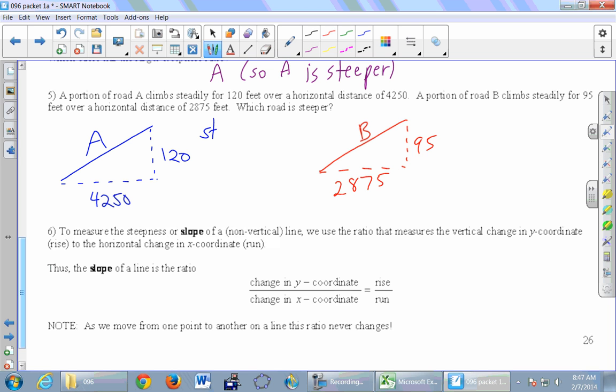So we'll call it slope on the next page, but for right now I'm just calling it steepness. And according to the definition just up above, which one goes on top, horizontal or vertical? Vertical. Put that vertical one up on top, which is 120. Horizontal on the bottom, 4,250. Take out a calculator and somebody tell me the answer here. How much? 0.028? So that's a measure of the steepness of line A, 0.028.